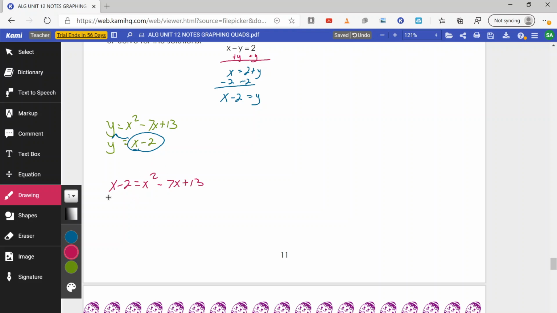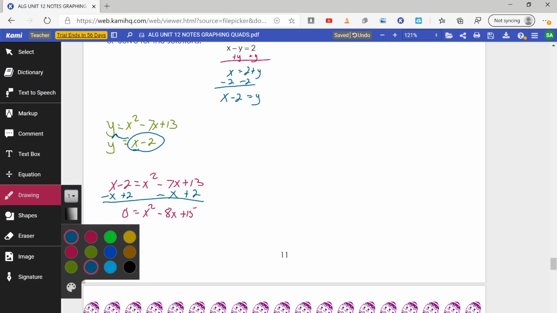X squared is positive, so we're going to leave it. On this side, we have to subtract x and add 2. Line them up nicely. So we end up with 0 equals x squared minus 8x plus 15. So there's the trinomial that we have to try and factor. So here is 0 equals x squared minus 8x plus 15.